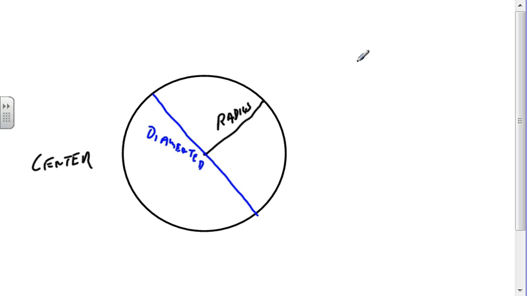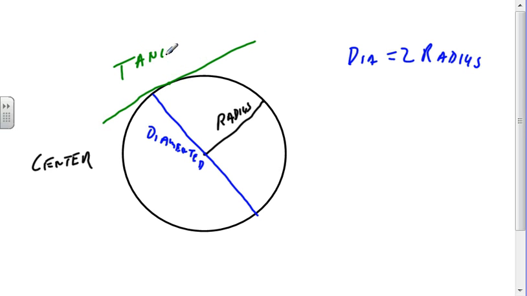So the diameter is going to be twice the radius. If I have something that touches the circle in just one spot and no other spot at all, normally we think of it as a straight line, touching a point of the circle, no place else, that's called a tangent. So I'm tangent to the circle.